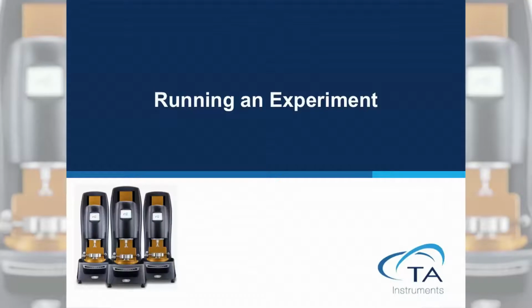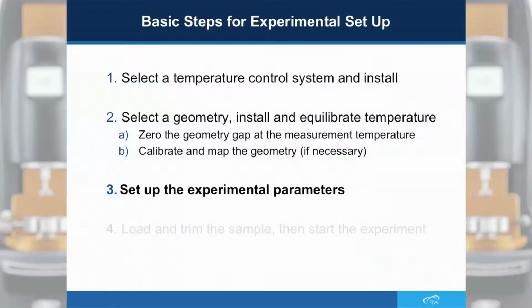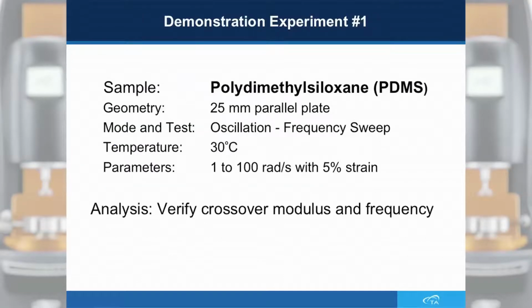At this point, the selected temperature control system and geometry have been installed and equilibrated at the initial test temperature. Now we're ready to walk through the basic steps of running an experiment. In this step, it is good practice to enter and confirm all parameters in the software prior to loading the sample. In this course, we will be setting up and running two basic experimental procedures.